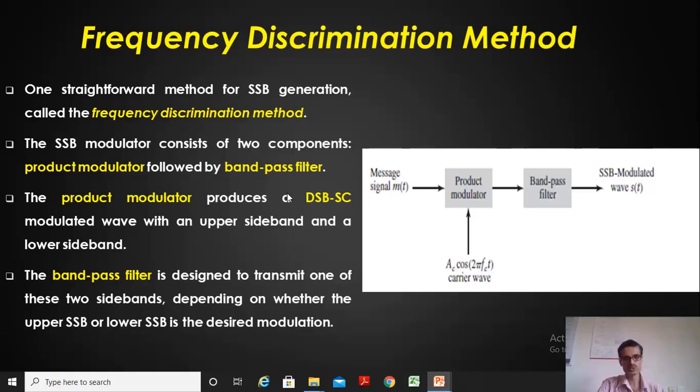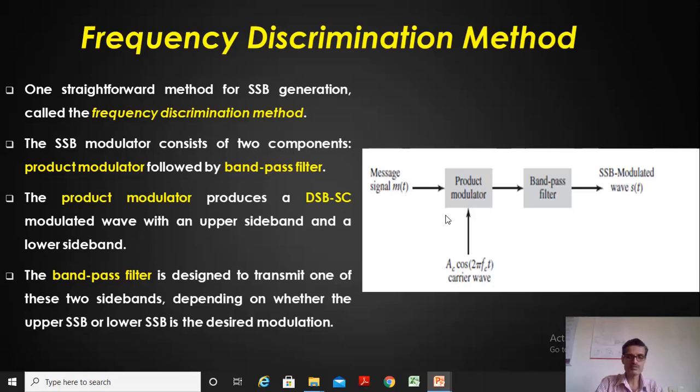Basically, we can classify them into two different methods: the frequency discrimination method, which I have shown here, and the phase discrimination method. So we will understand what this frequency discrimination method is. In this case, what I am using here is a product modulator, for which two signals are given. One is the message signal m(t), and the other signal is the carrier wave, that is Ac cos 2 pi fc t. So two signals are applied as the input for this product modulator.